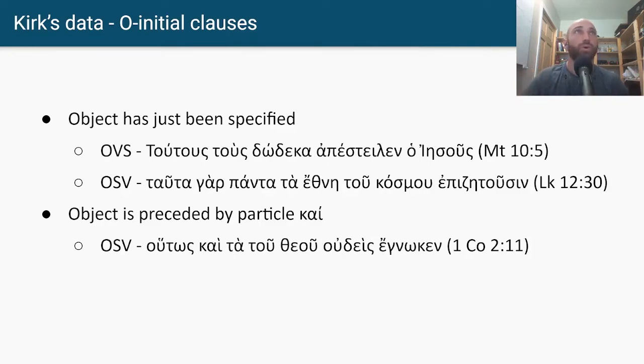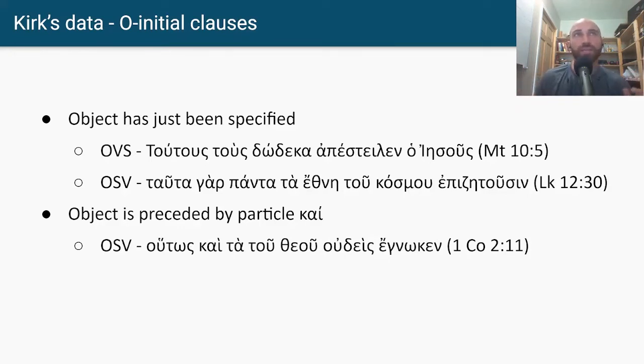Okay, so now we have the explanation. Why do we have O initial clauses? This is why. Sometimes the object has just been specified. Sometimes the object is preceded by the particle kai. Those are the contexts in which we have it. If you see it in other contexts, the idea would be, why would it be there? But for her explanation, for her data, this is why they're there. The object in the initial position.